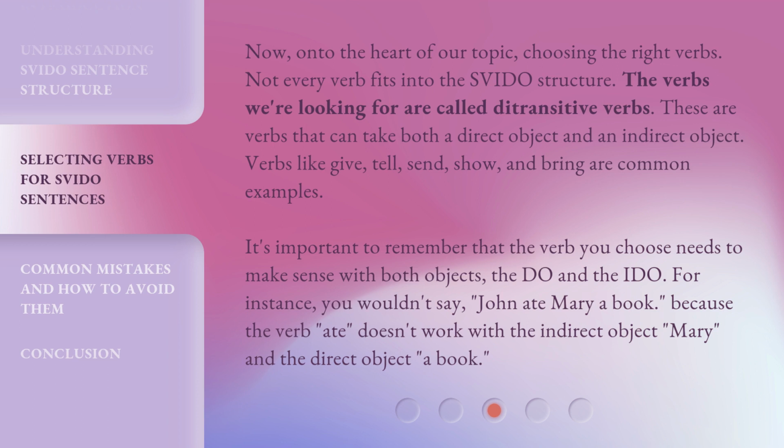It's important to remember that the verb you choose needs to make sense with both objects, the DO and the IDO. For instance, you wouldn't say, John ate Mary a book, because the verb ate doesn't work with the indirect object, Mary, and the direct object, a book.